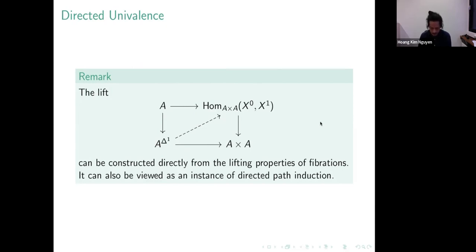And so interestingly enough, this version of directed path induction appears very early on in some early paper of MacLane, categorical algebra, and there it's called the diagonal unit dilemma. Just fun fact. Okay. Yes.